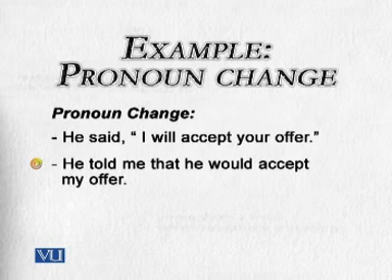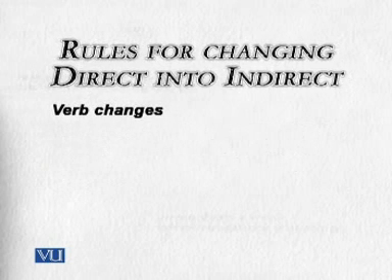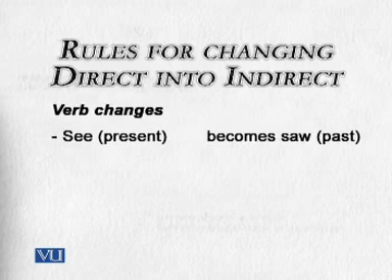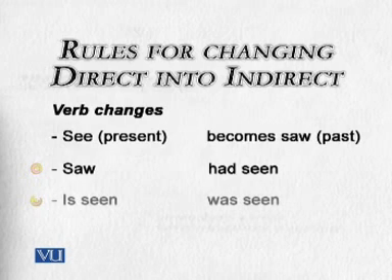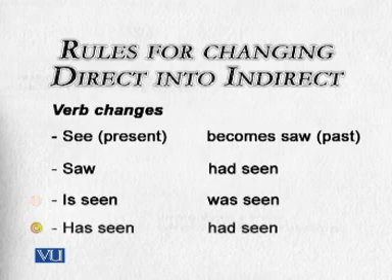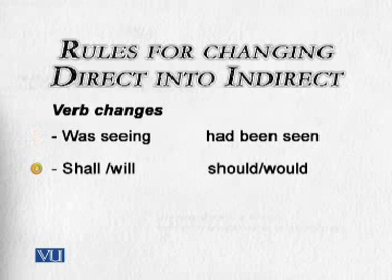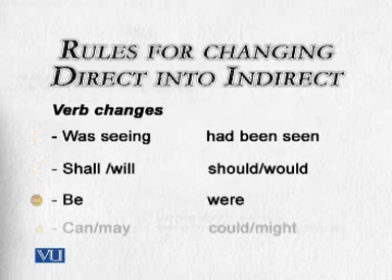Now, let's see some verb changes also. The verbs are going to change in this pattern. If there is see as present, it becomes saw as past. Saw will become had seen. Is seen will become was seen. In the same way, am or are will, of course, go accordingly into was and were. Has seen into had seen. And was seeing into had been seen, and shall and will into should and would, be into were, and can and may into could and might.